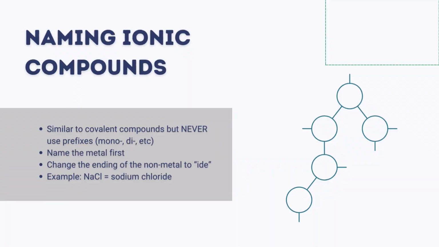When naming a binary ionic compound, the naming convention is similar to covalent compounds, in that the nonmetal is named second.